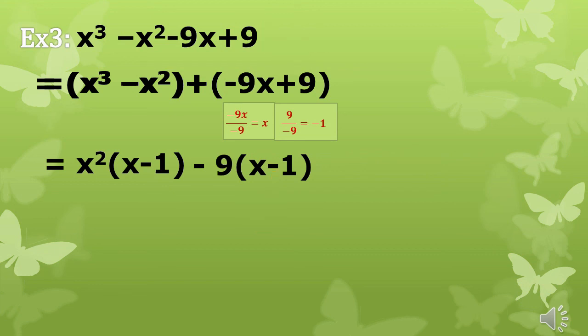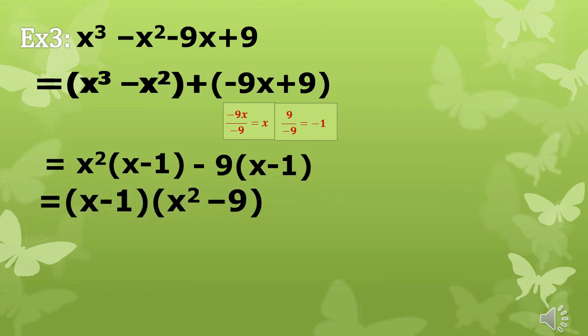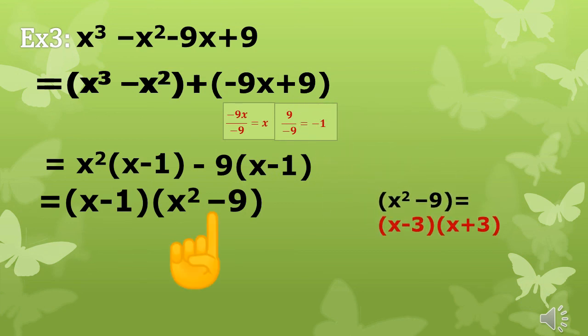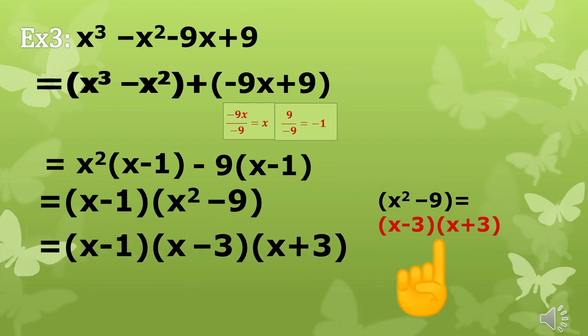x squared is multiplied by x minus 1 and negative 9 is multiplied by x minus 1. So obviously x minus 1 is the common factor which we're going to divide by. However, of the two factors here, one of them is a difference between two squares, so we can factorize it again into x minus 3 and x plus 3 to get the final three factors which can never be factorized anymore.